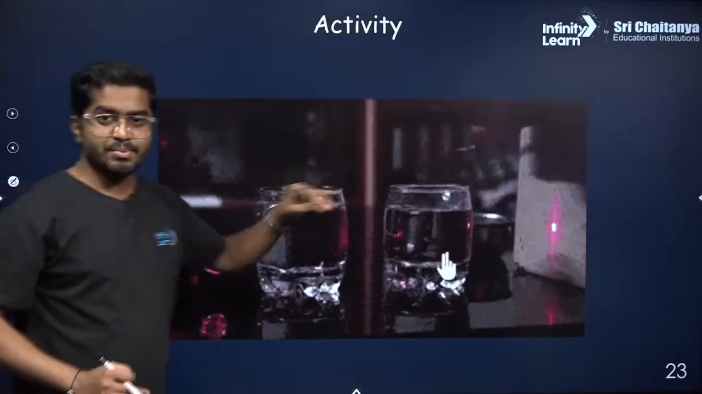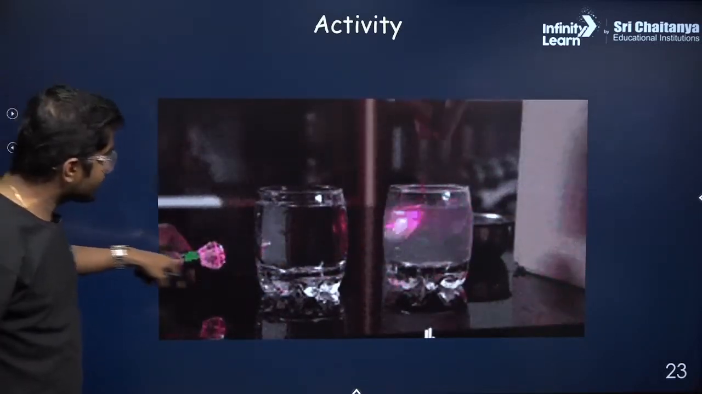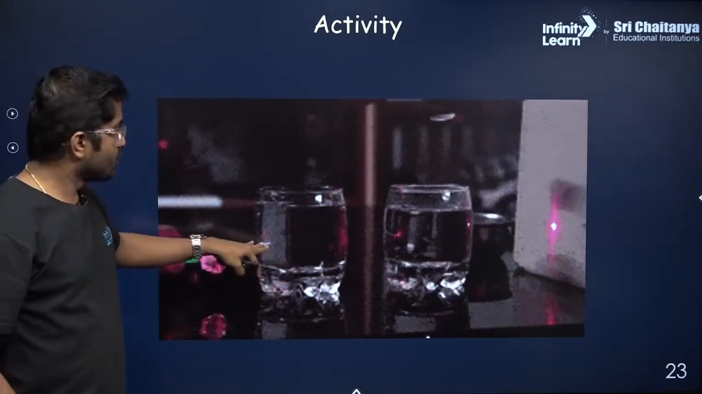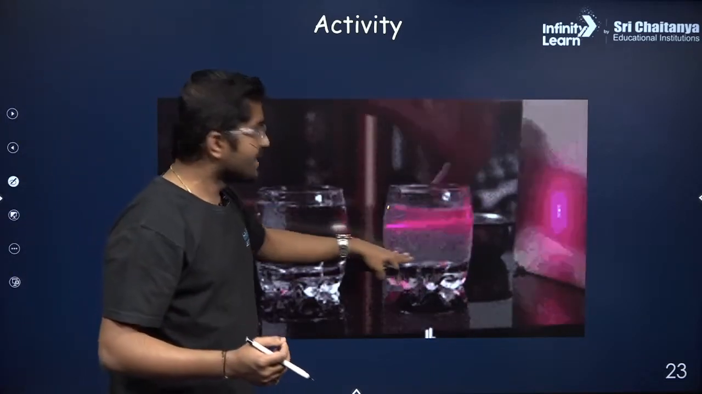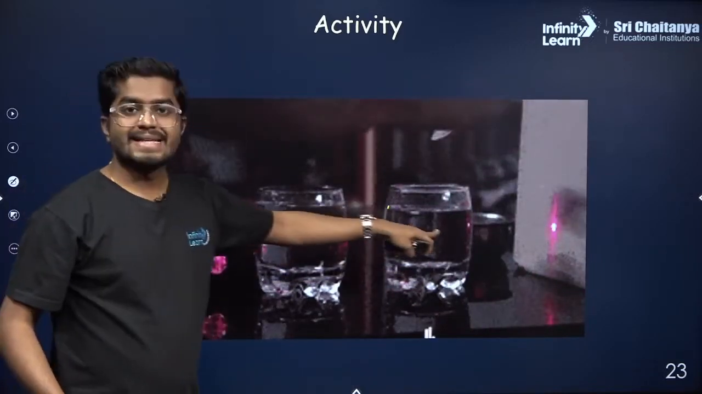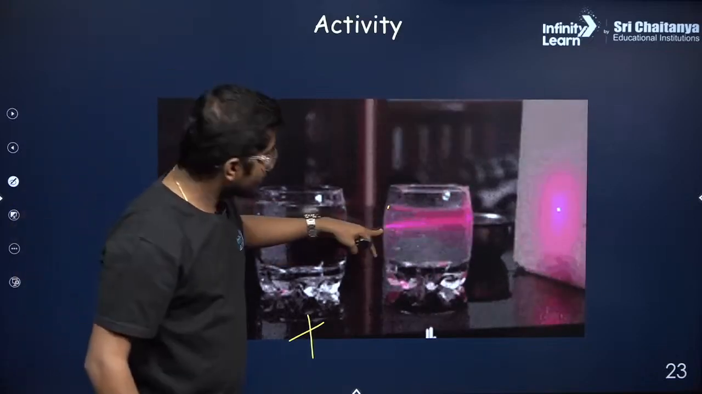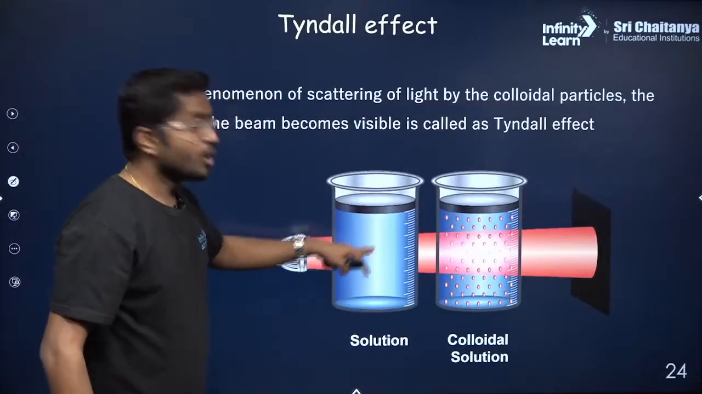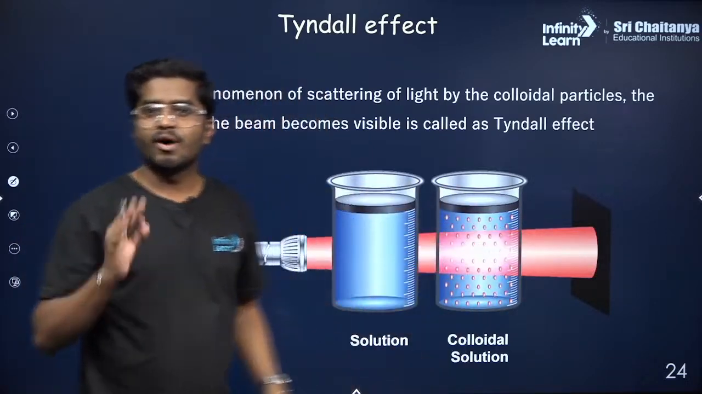So you observe this experiment. There are two beakers. In one beaker, there is a laser light, and the laser is passing through both of the beakers. One has a clear solution, like clean water. In the other, you add some salts, or something which will remain suspended. This is a colloidal solution. If you pass the laser beam, here no laser beam will be seen, but in the colloidal solution you see the laser beam. You see here, there is a clear solution, no ray of light visible, but in the colloidal solution you see the beam of light.